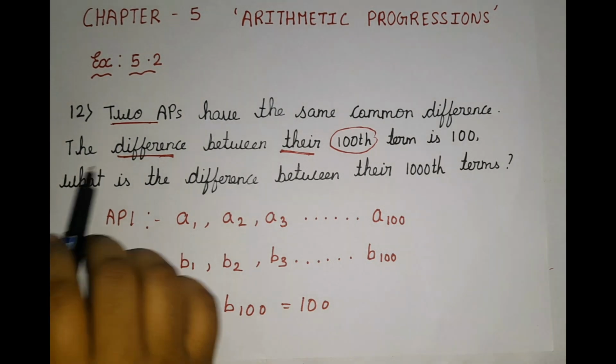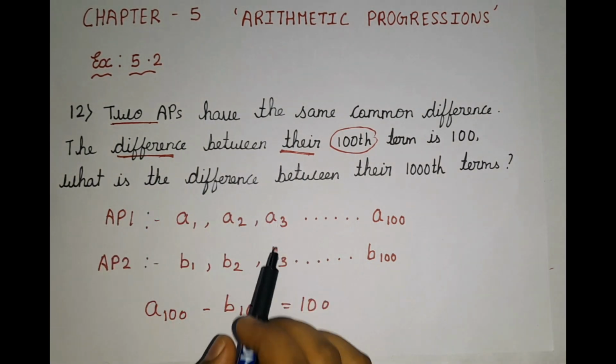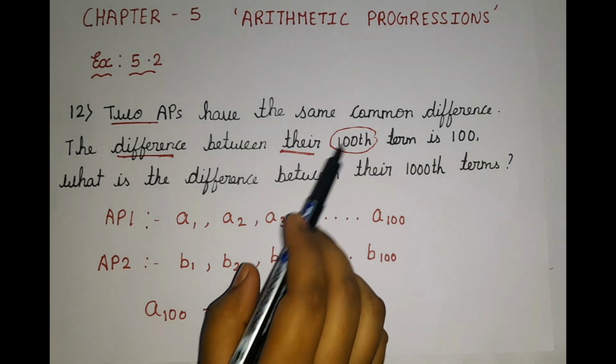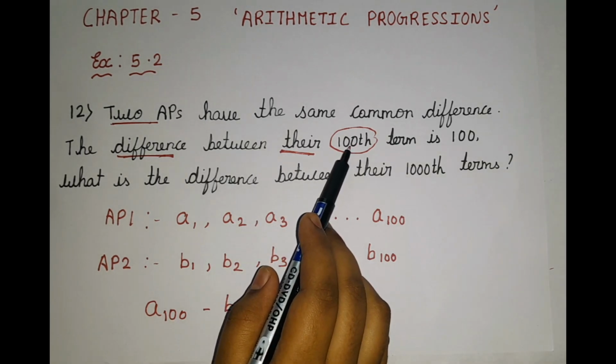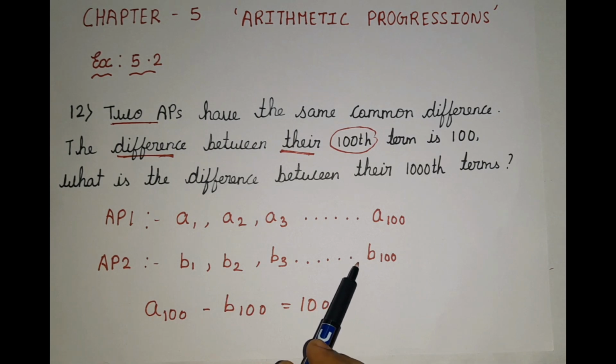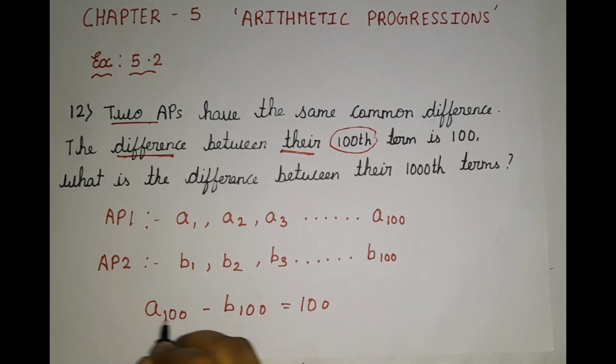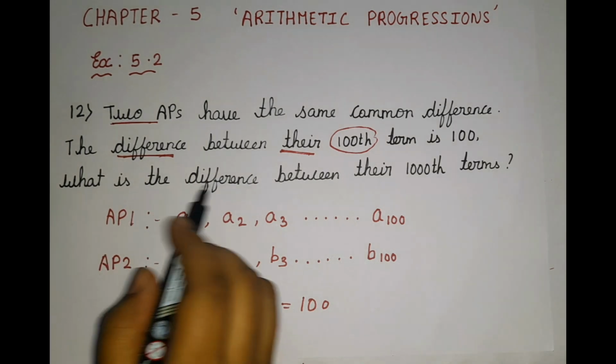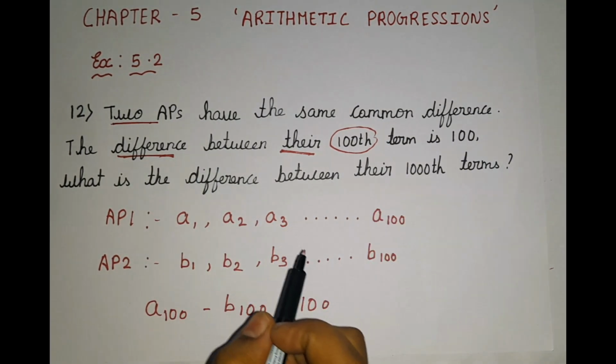So remember the difference between there. In these both APs, there is a 100th term. They are trying to say that. Now we wrote the 100th term. When we just subtract them, it is 100. So A100 minus B100 is 100. So what is the difference between their 1000th terms?